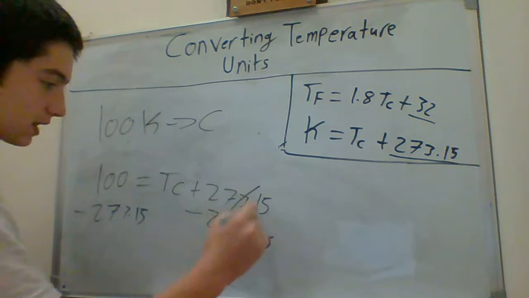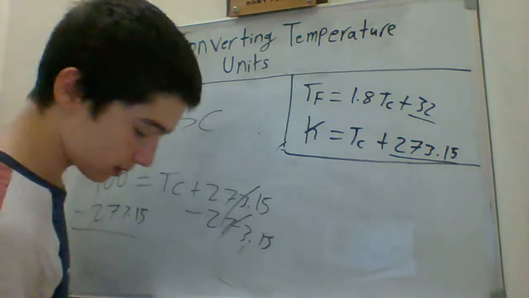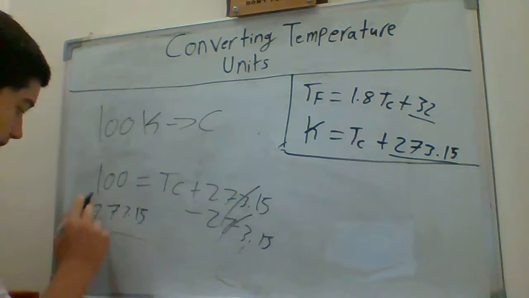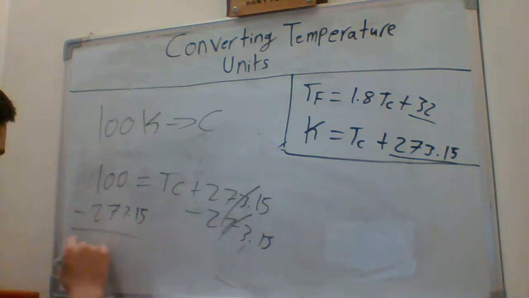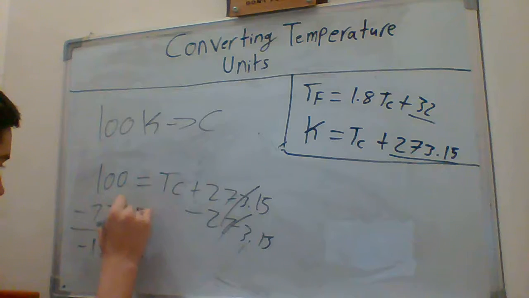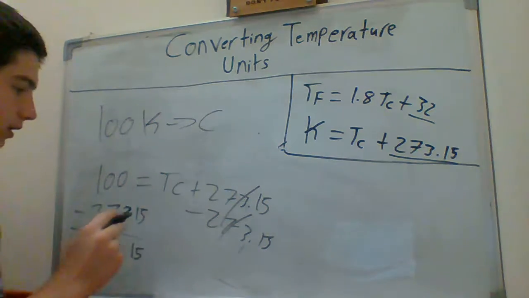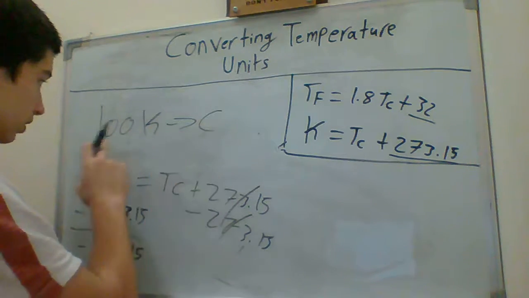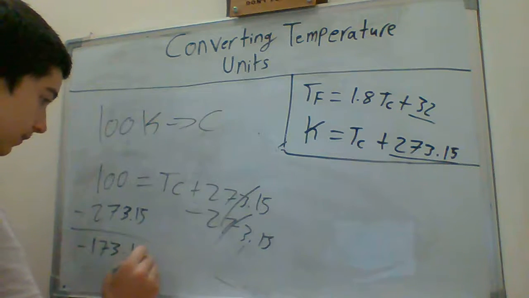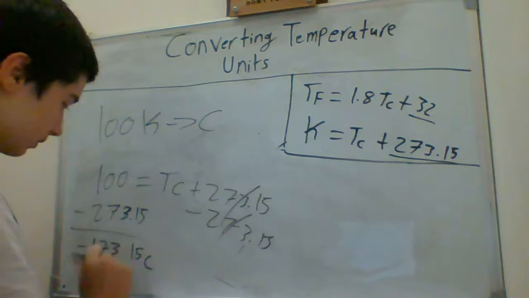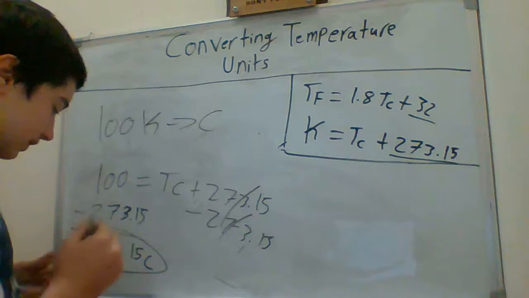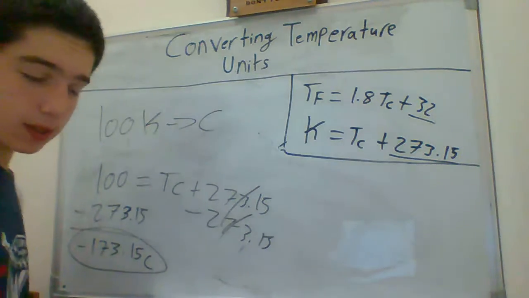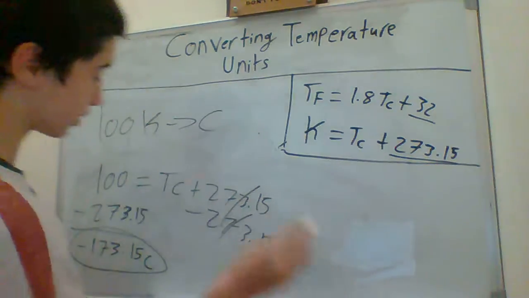Let's cancel this out. We're going to do the math here, and it's going to be equal to what? It's going to equal negative 173.15. So how many Celsius will 100 Kelvin be? It will equal negative 173.15 Celsius. Okay, next question.